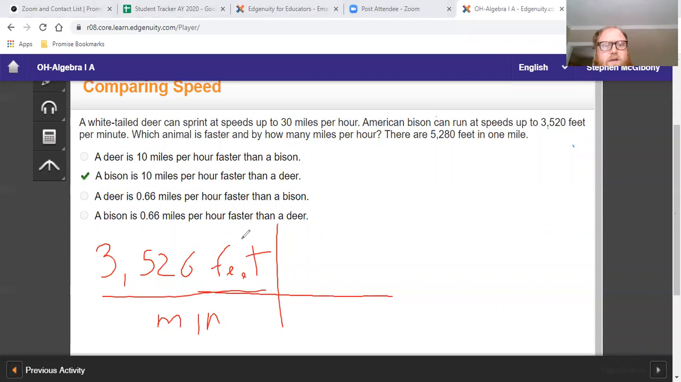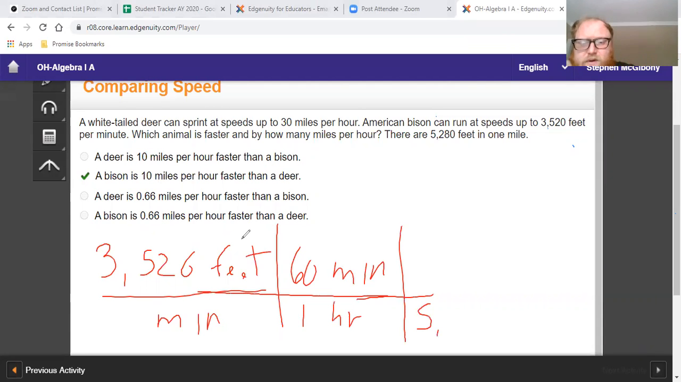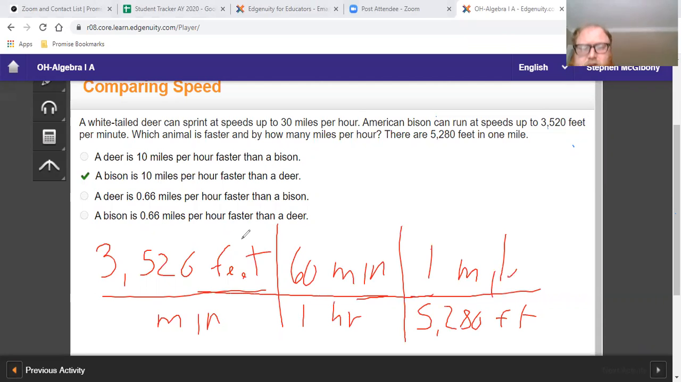We want minutes to cancel out. There are 60 minutes in 1 hour. Now we want feet to cancel out as well. So we have 5,280 feet underneath 1 mile, because then feet will cancel out, minutes will cancel out, and we have miles per hour. So 3,520 times 60 divided by 5,280 is 40.